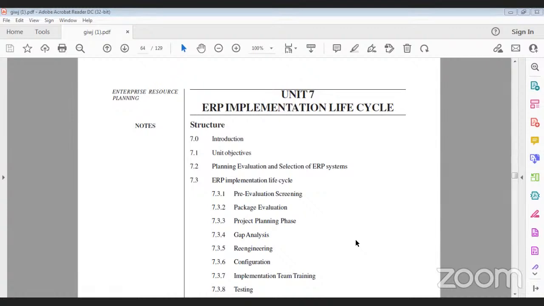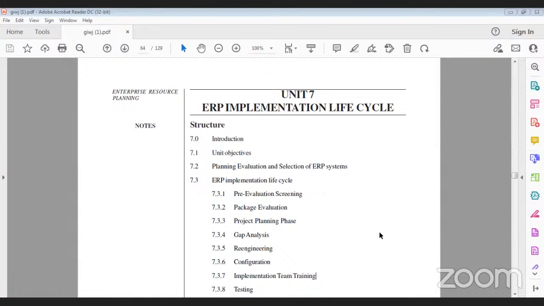The second stage is request for proposals, RFP, that is request for proposal, selecting and fascinating sellers and views. The third stage is pre-evaluation screening. The search for an advantageous ERP package starts when the organization decides to actualize the ERP. Then the next point is package evaluation.